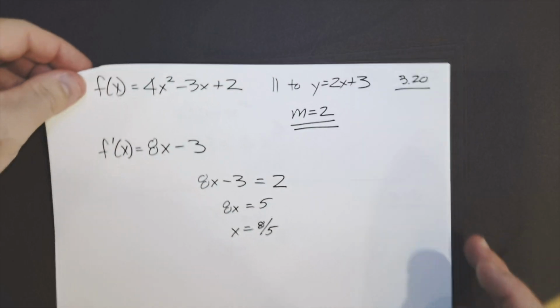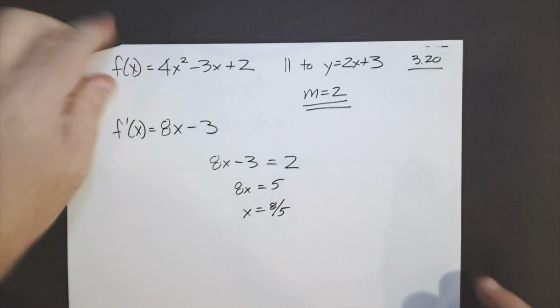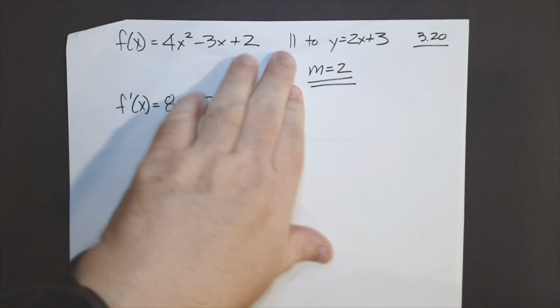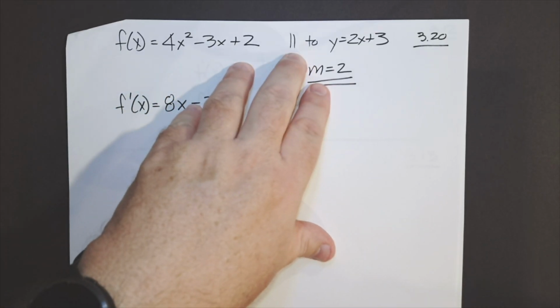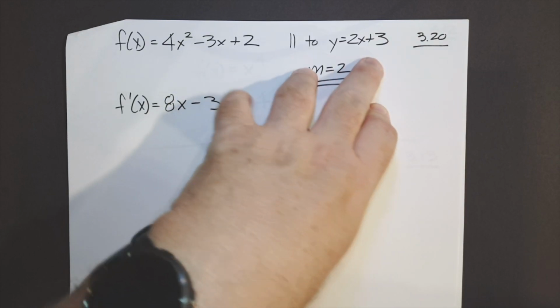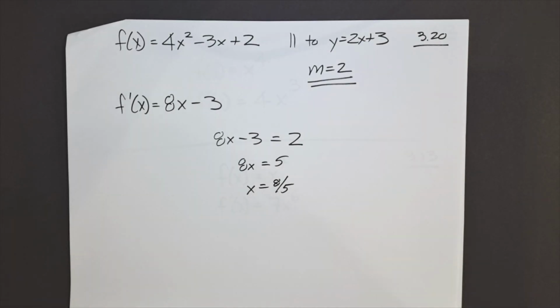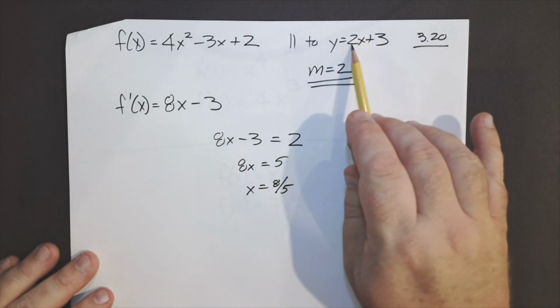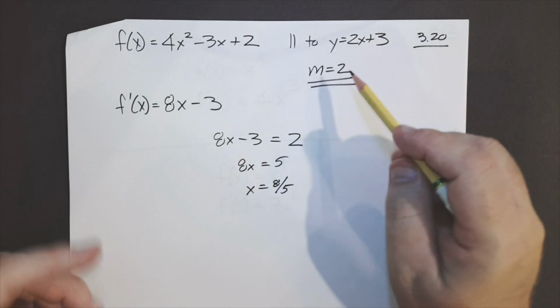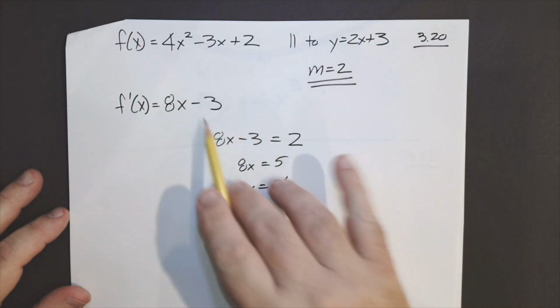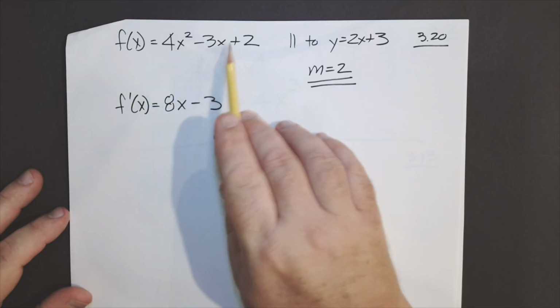Skipping 3.19, I don't know why, but we'll have to see. So this is similar to the problem we did before. Here's a function, a curve, and they want to know when is this curve parallel to this line? So basically, when two items are parallel, they have the same slope. We know what the slope is of this line. It's 2. So basically what we're asking is, when is the slope over here going to be 2? That's what we're asking. So we find the derivative.